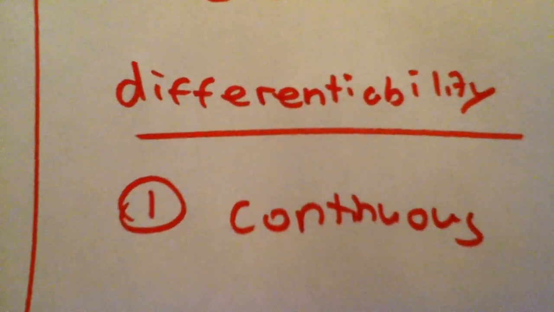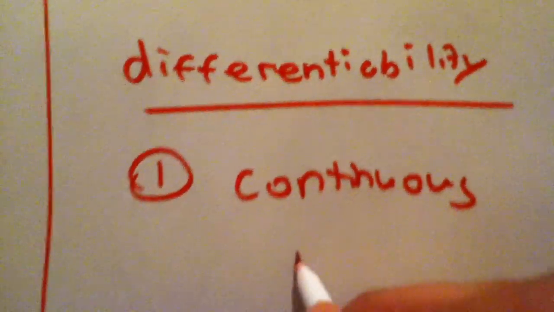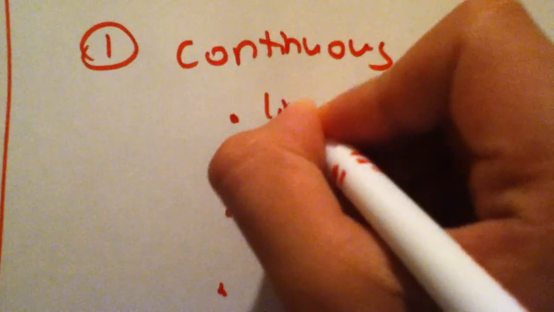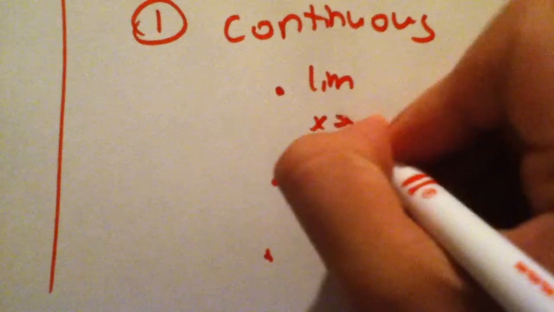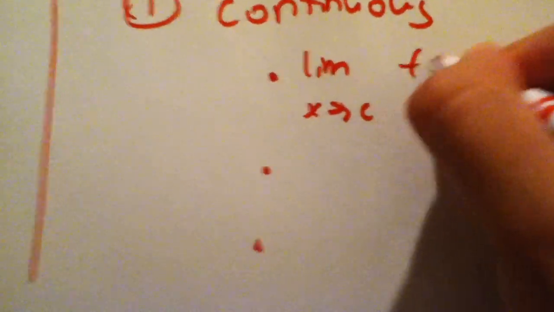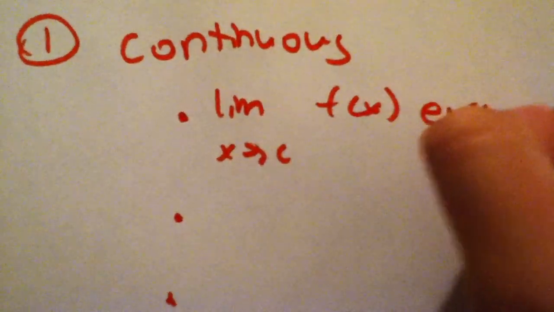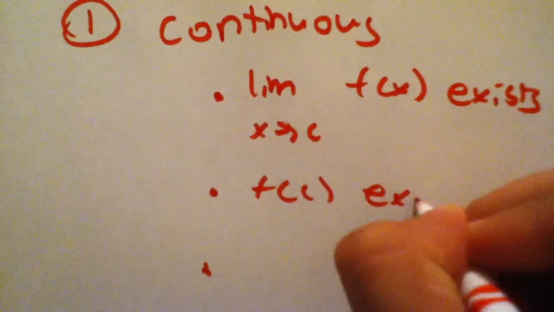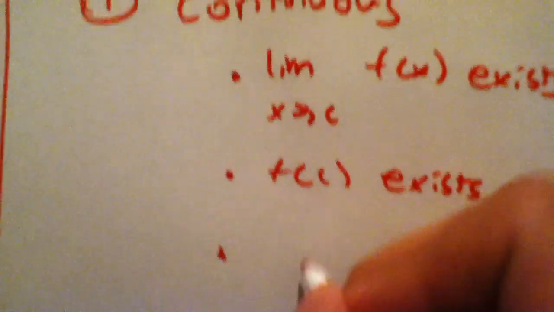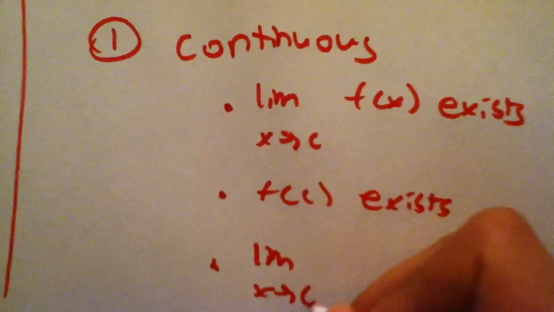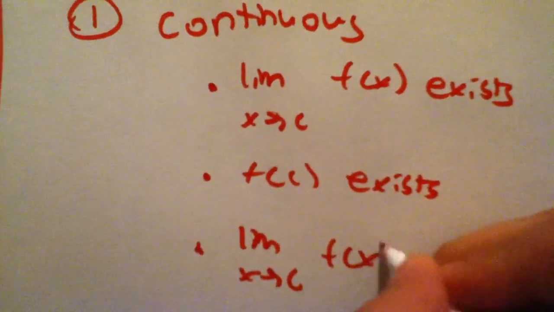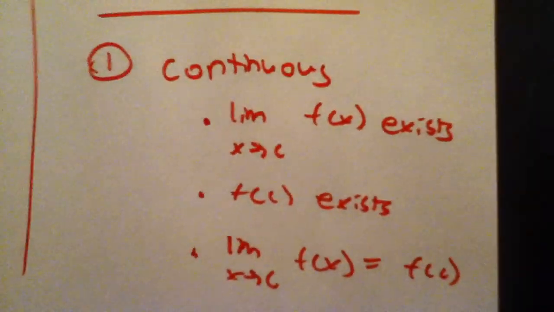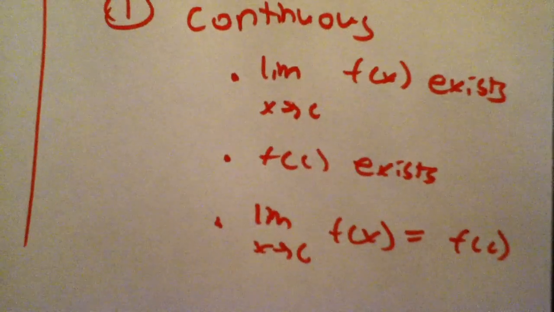And for a function to be continuous, it has to fulfill 3 things. The first is that the limit as x approaches c of f of x exists. The second thing is that f of c actually exists itself. And the third thing is that the limit as x approaches c of f of x equals f of c. So these 3 things must occur for a function to be continuous.